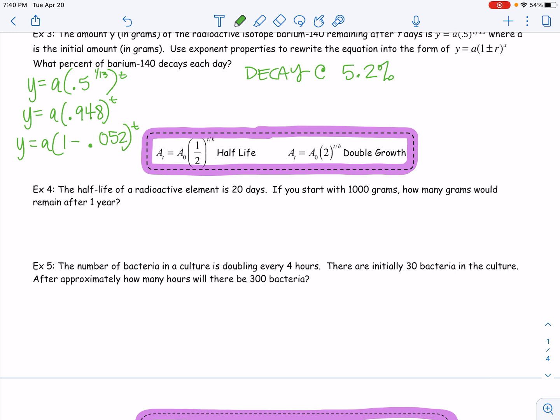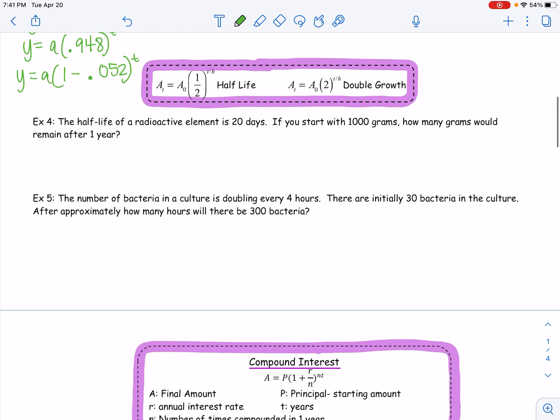And so we're going to give you those two models. Obviously, half-life would be a decay. That base is less than 1. And double growth is when you're growing double each day or each week or each whatever your time frame is. And so obviously that's showing growth because your base is bigger than 1. It's 2. So we have an example of each of those. We have a half-life and we have a double growth.